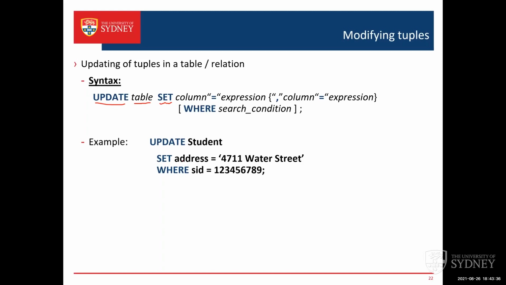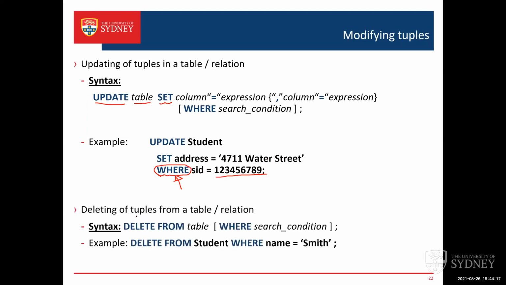Set is the column name equal to the new value. You don't want to change the address for all the students, right? I want to change the address of this student only. So I will say: update student table, set address equal to this, for this student. For this we are going to use where. Any condition that we write will go in this where clause: SID equal to this one. So this will change only one student's address to the new address that we have.